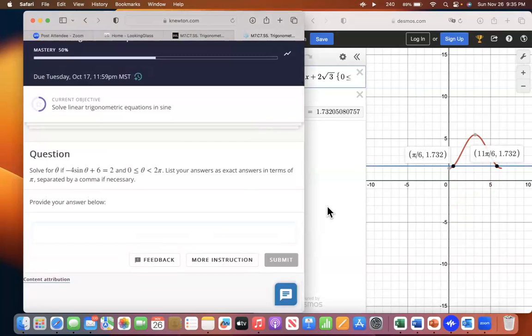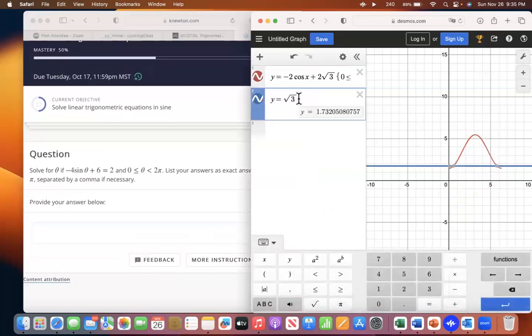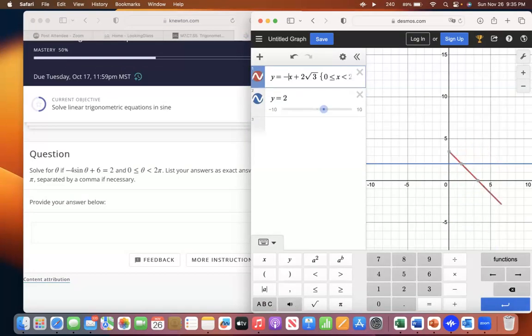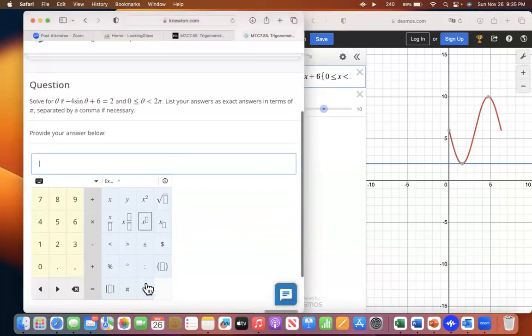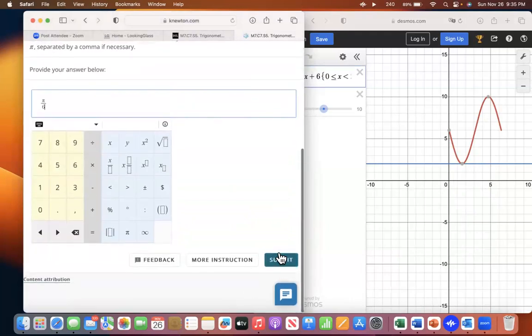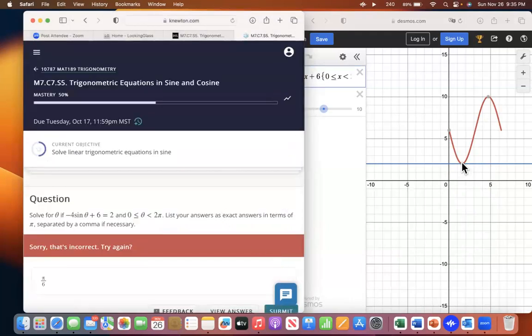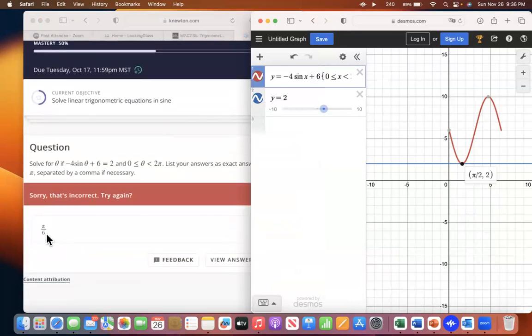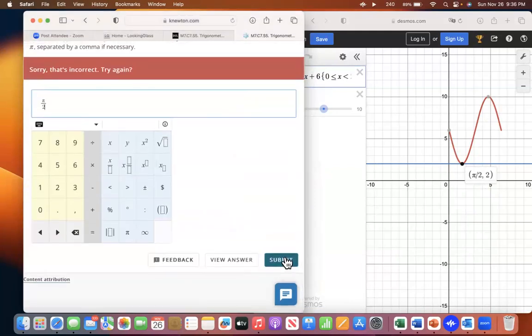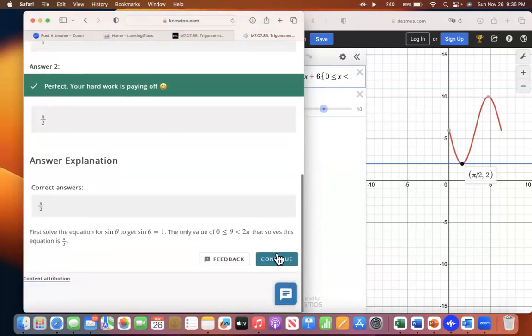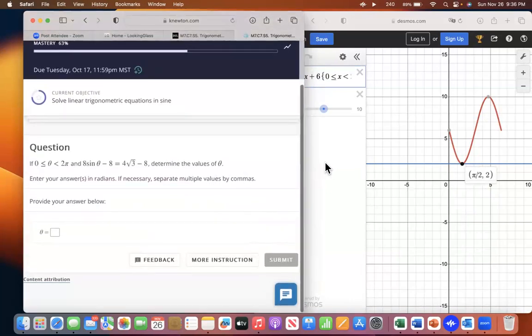The same thing. You're going to graph -4 sine x plus 6. And the y is equal to 2. Yep. -4 sine theta plus 6. Oh, pi over 2. Right? Yeah, pi over 2.